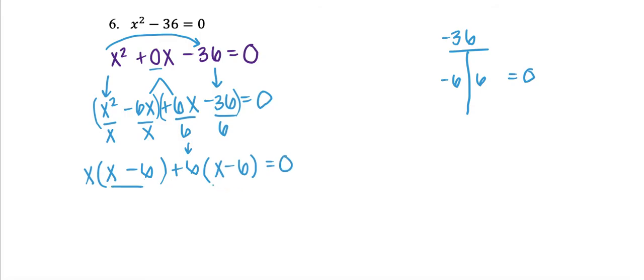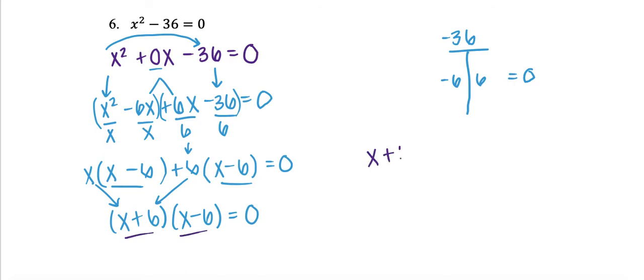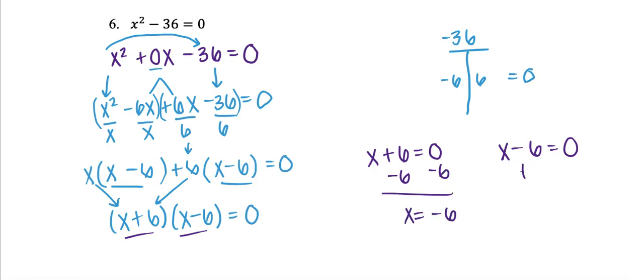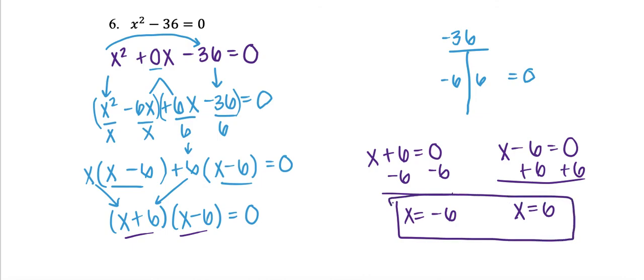And now I know that I did it right because both of these match. And so I just put my GCFs out in the front in their own parentheses. Now again, since it's equal to 0, that means I have to do that extra step of setting both of these equal to 0 and solving for x. So here, I need to subtract 6 on both sides, and I get x equals -6. Here, I need to add 6 to both sides, and so I get my two answers of -6 and 6.